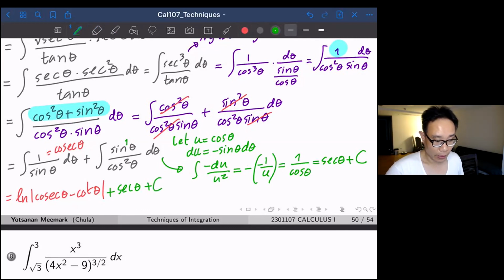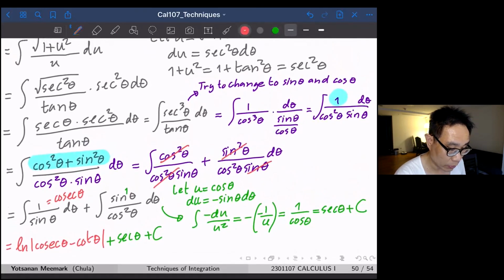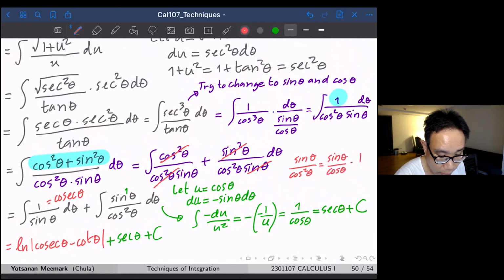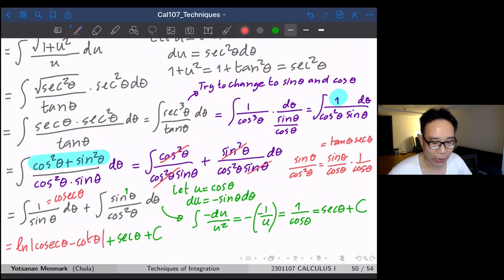Okay, and that's it for the final answer. You may also notice that sine theta over cos squared can be written as sine theta over cos times 1 over cos, and this turned out to be tan theta sec theta. The integral of tan sec is sec. You can do this one this way also, so you get something faster.